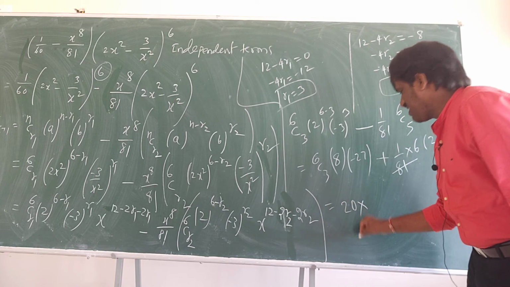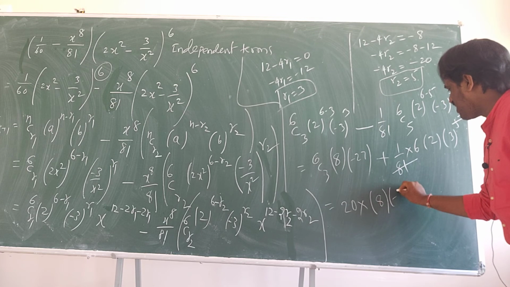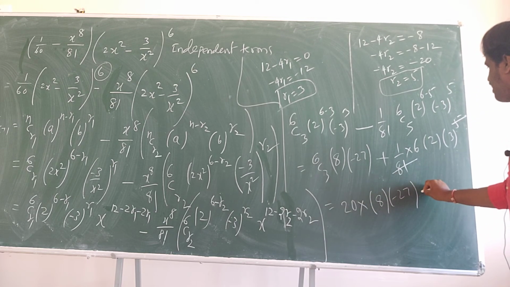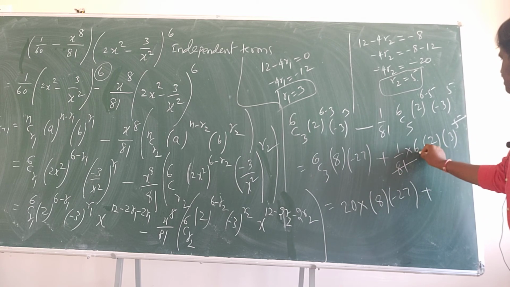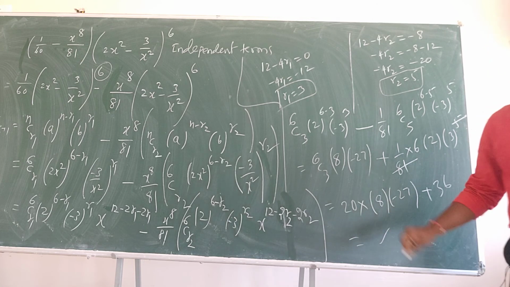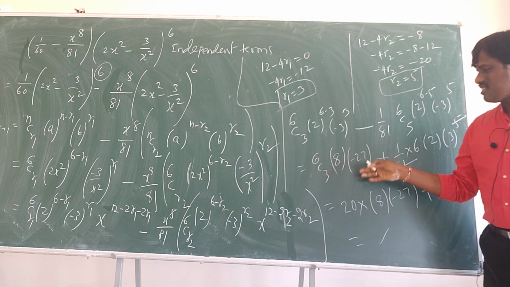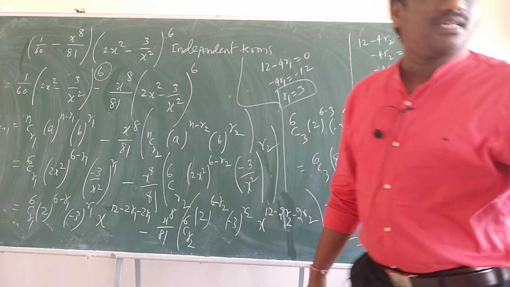I'll see later if it is wrong. So 20 into 8 into minus 27, correct, plus 6 threes is 18, 18 twos is 36. So the final answer you will get, no problem. Sometimes they may give it in 6C3 form like this also, but I think they will give the complete answer. Okay, this is the answer. Okay, is it clear? Understood?